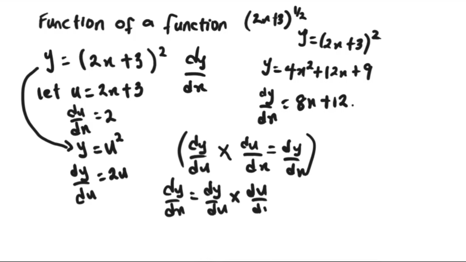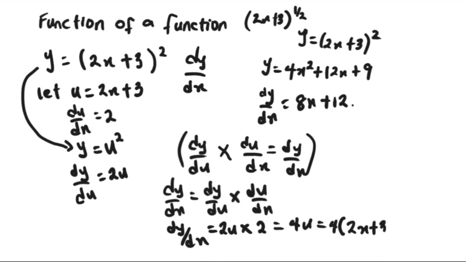So from here, dy/dx is equal to dy/du times du/dx. So the dy/dx here will give us our dy/du, which is 2u, times the du/dx, which is 2. So 2u times 2 will give us 4u. And our u is 2x plus 3. So this will give us 4 times (2x plus 3). If you decide to open the brackets here, 4 times 2 will give us 8x plus 4 times 3, which will give us 12. Which is the same answer that we have here.